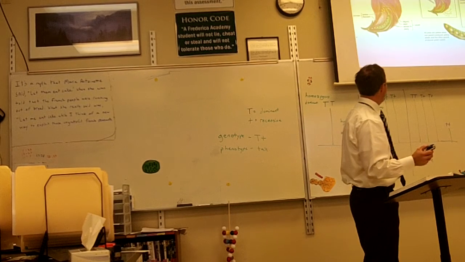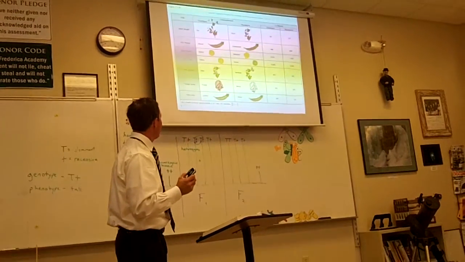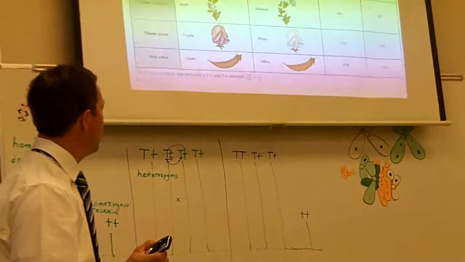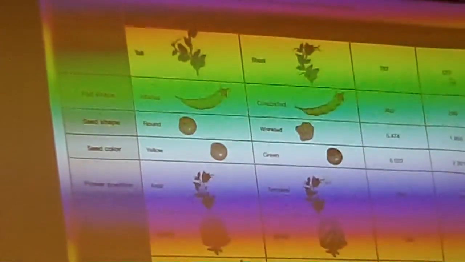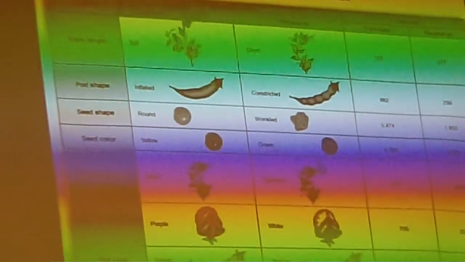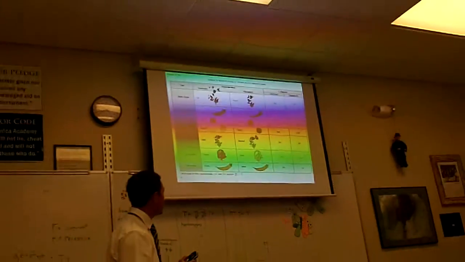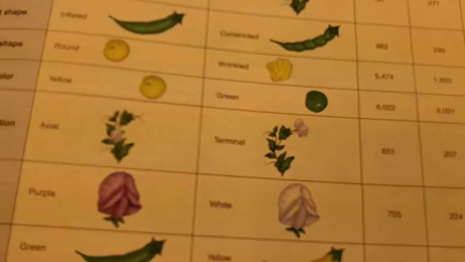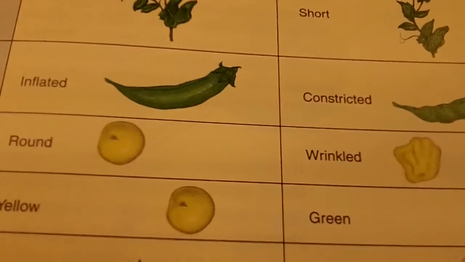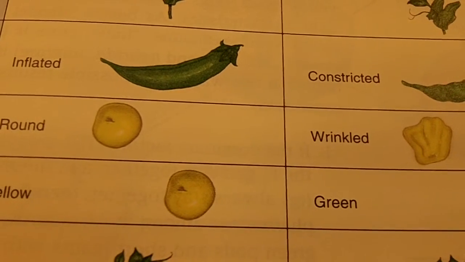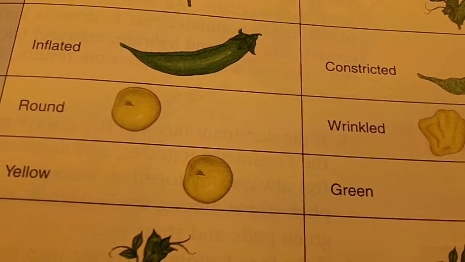Here was all the experiments he did. Well, not all of them, but this is a lot of the experiments he did. Look, he found out tall was dominant over short, and there was his results: 787 tall to 277 short. He found that inflated pods were dominant over constricted pods in a 3-to-1 ratio, 882 to 299. He found that round seeds were dominant over wrinkled seeds, 5,474 to 1,850. A lot of peas.